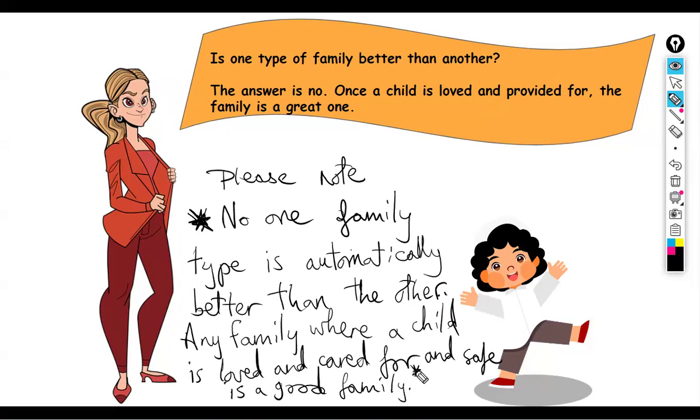Right? So that doesn't mean that the child will never have to wait in school until maybe 4 o'clock to be picked up, or the child will never have to stay with a babysitter at some point while the parent is working. Those things might happen, but those things might not be detrimental to the child's well-being, right?